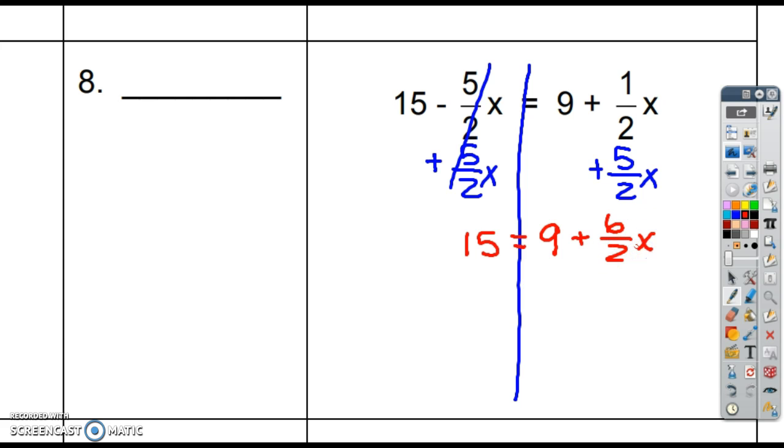So I have my variable on one side. Now I can start to move everything else to the other side. What do I see happening? The first thing I see is that it's being multiplied by the fraction 6/2, and then they added this positive 9. In order to get rid of that positive 9, I need to take it away, so I'm going to subtract it from both sides. On this side, it cancels. I can bring down my 6/2 x. Bring down my equal sign, and 15 minus 9 leaves me with 6.